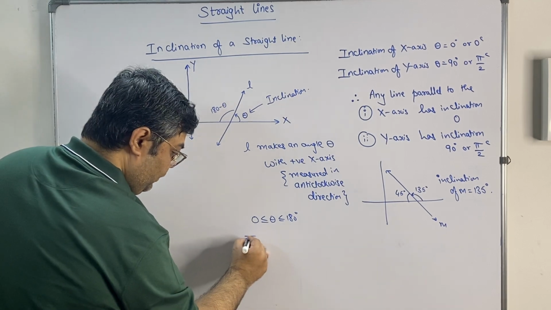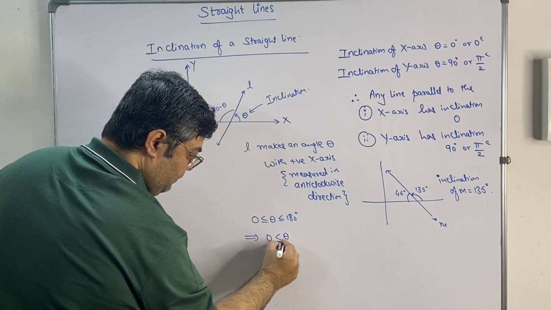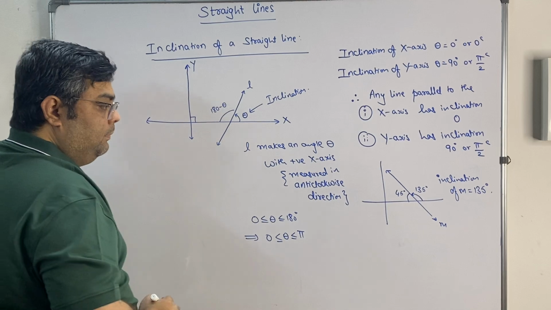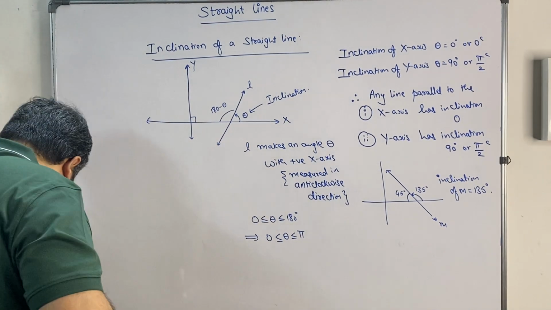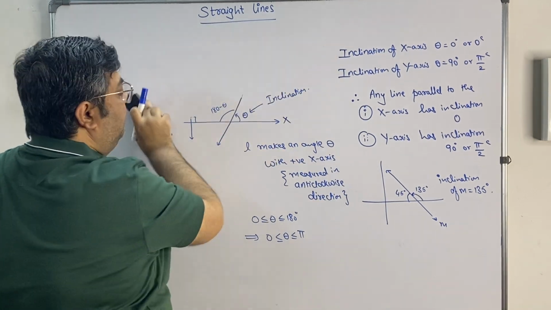Okay? So it is between 0 and pi. So that was inclination. Now we move to slope of a straight line.